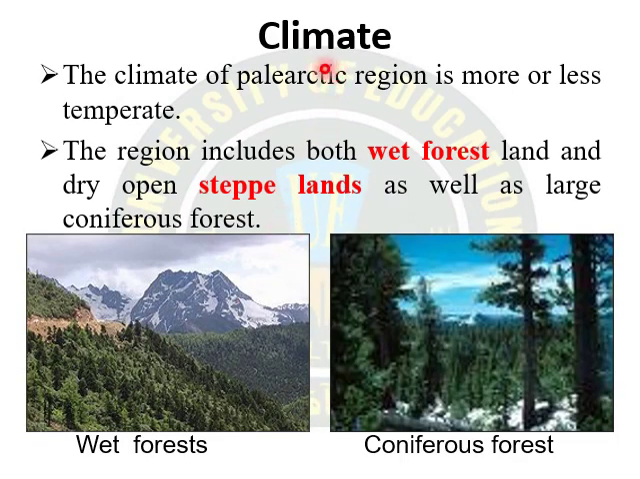Now we are going towards the climate. If we talk about the climate of the Palearctic region, it is more or less temperate. The region includes both wet forest lands and dry open steppe lands, as well as large coniferous forests. Here you can see the wet forest in this diagram, and on the other hand, on your right side, you can see a lot of forests that are called coniferous forests.